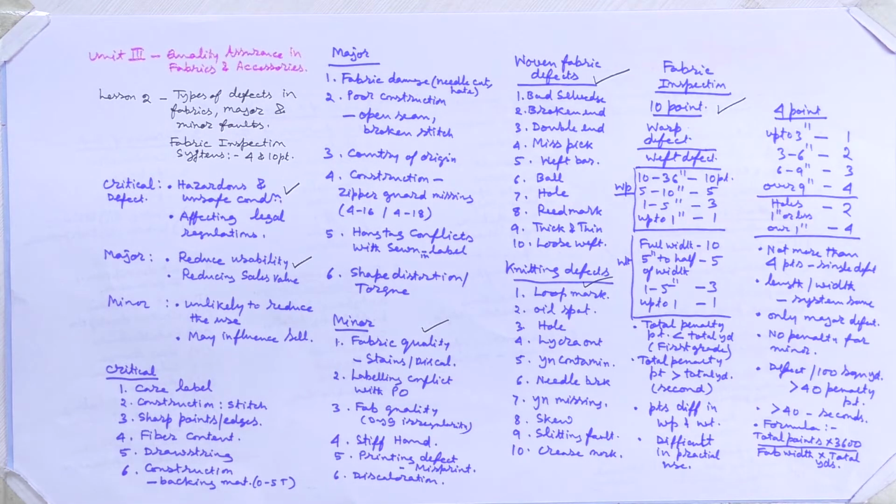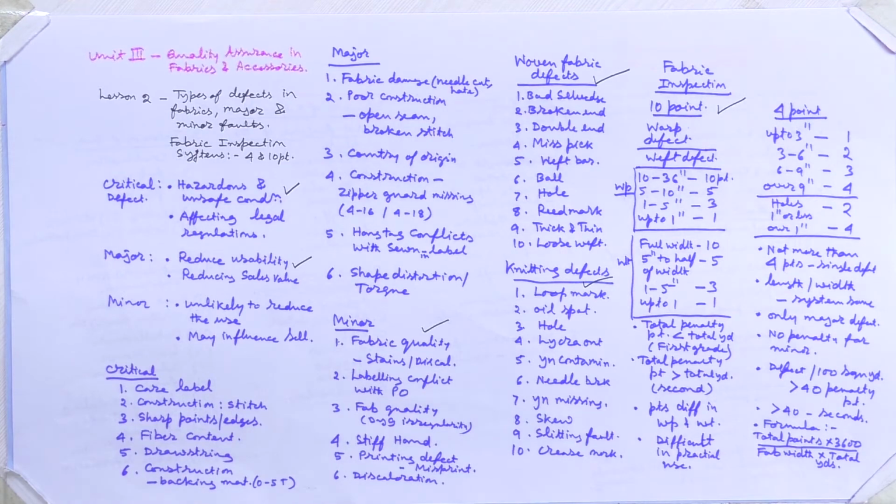Similarly, 6 to 9 inch, if it is there, we will assign a penalty point of 3. And over 9 inch, if anything is there, then we will assign penalty point 4. An important thing about this assignment of penalty points is that not more than 4 penalty points will be assigned to a single defect. That means in a particular area, even if more than one defect is there, you can assign only 4 points to that. Single defects will not be analyzed differently and given different points.